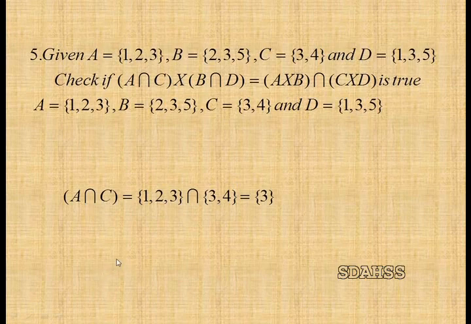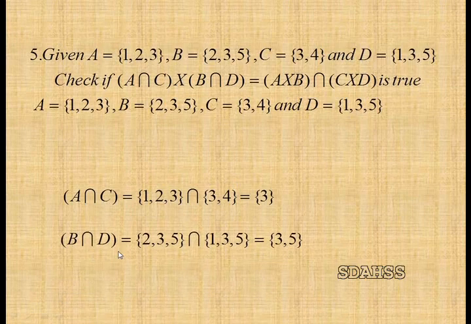Then you have to find B intersection D. B intersection D is equal to set B, {2, 3, 5}, intersection set D, {1, 3, 5}. Now you compare the sets B and D. Compare and write the common elements. Here the common elements are 3 and 5.